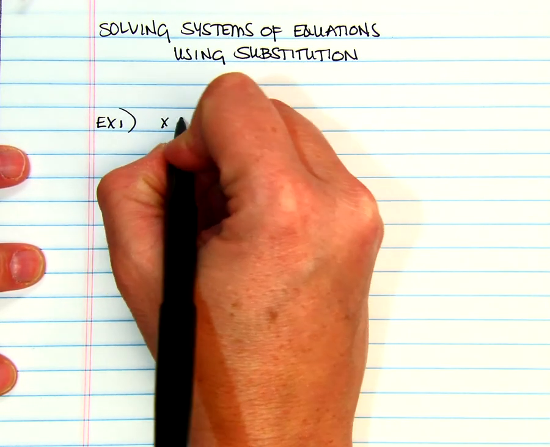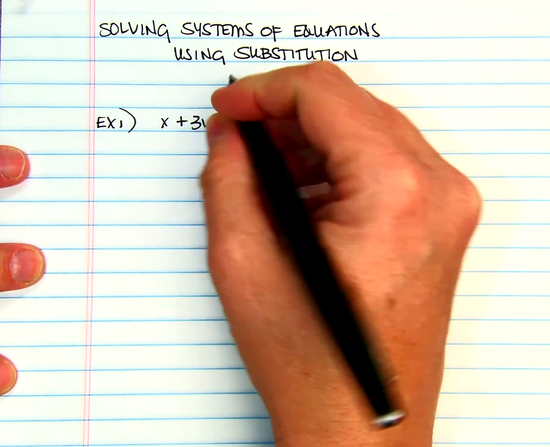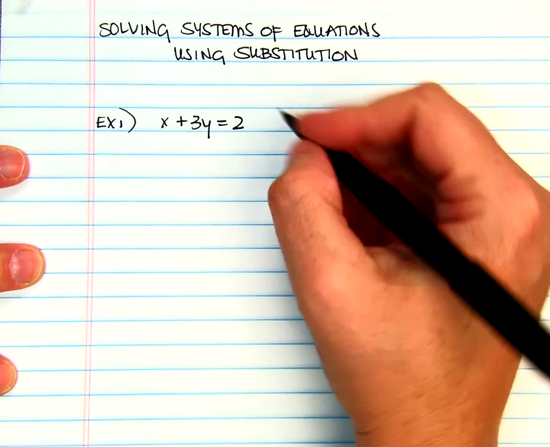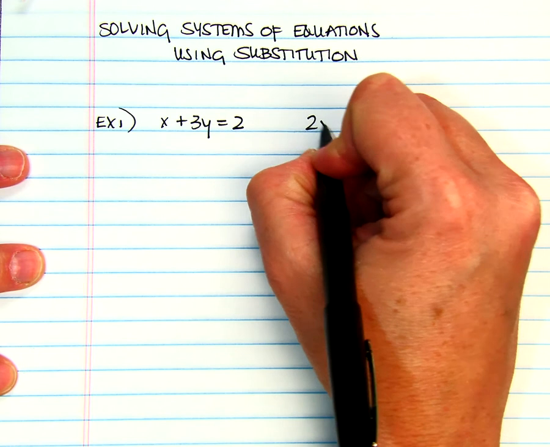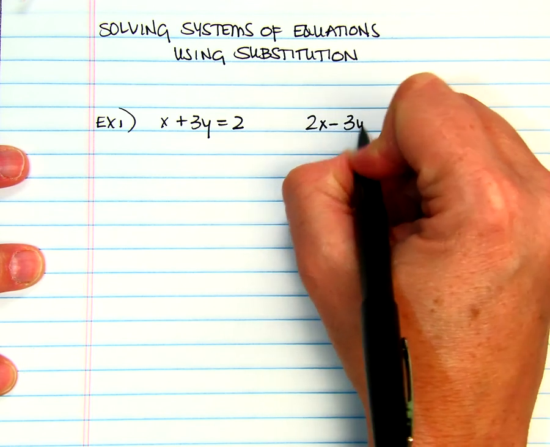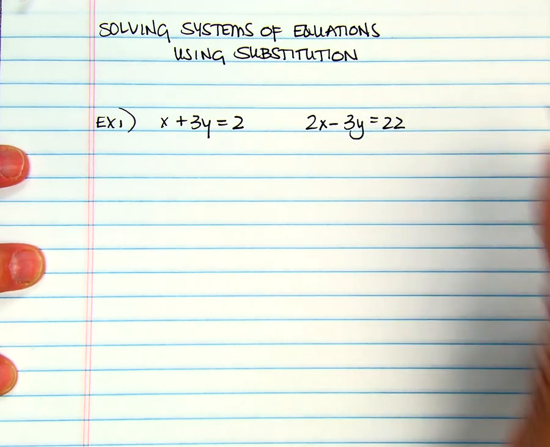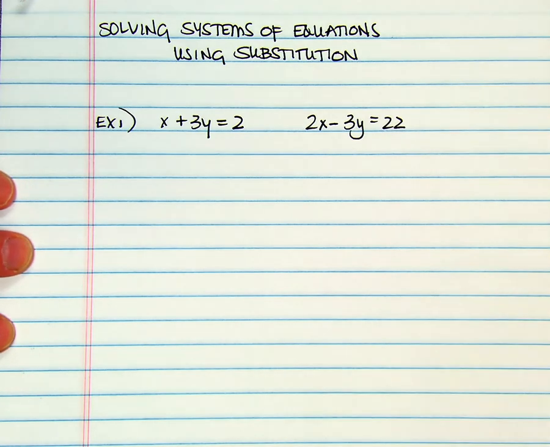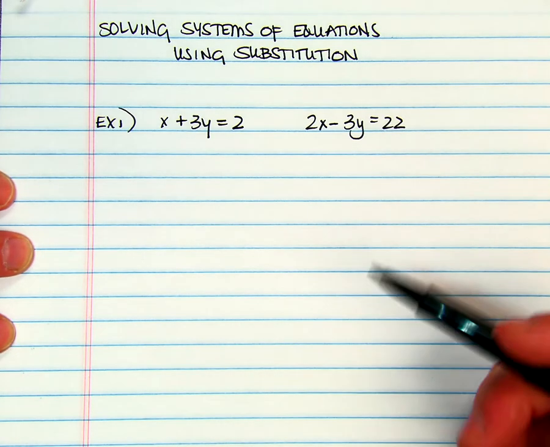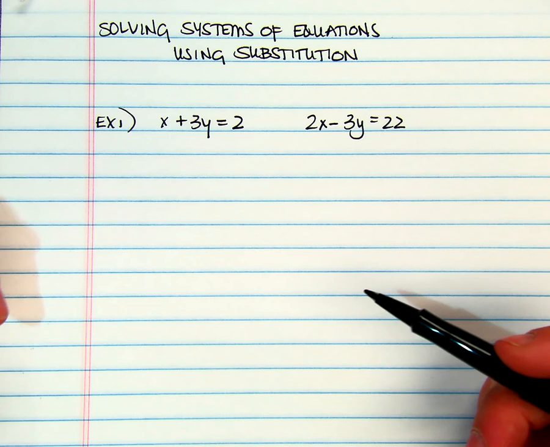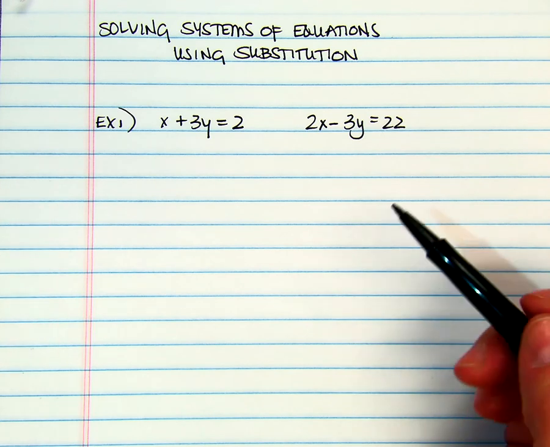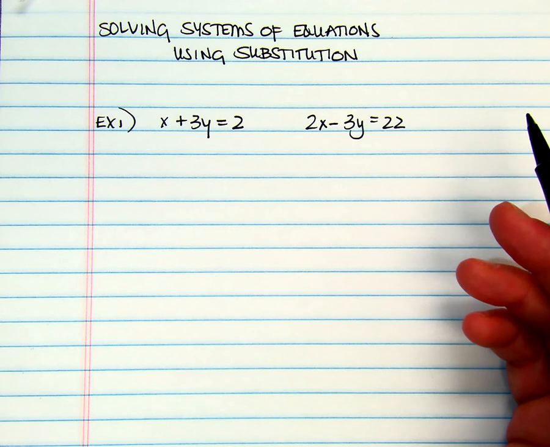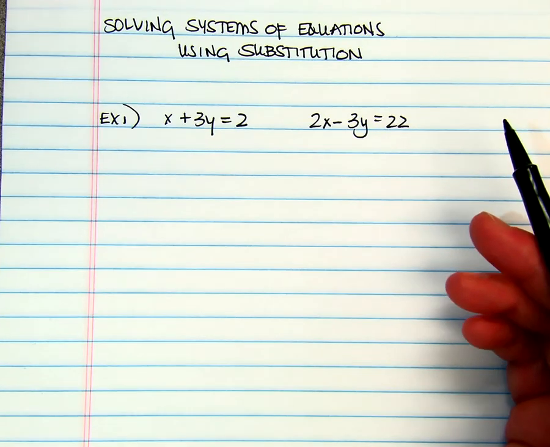So again, we are trying to determine the solution. So do they intersect at one point? And if so, what is that one point? Or are these parallel and end up being no solution? Or are these coinciding lines, so in other words, on top of each other, so there's infinitely many solutions?